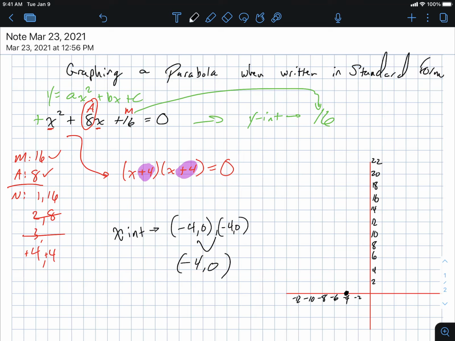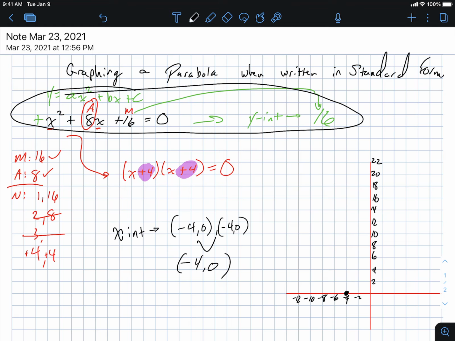Now the challenge with this question is, how on earth am I going to produce this graph? Well, we also said in the initial part, don't forget, like sometimes you need to use all the information available to you, right? We said our y-intercept, which we found from standard form, was at 16. All right. So here's the problem.